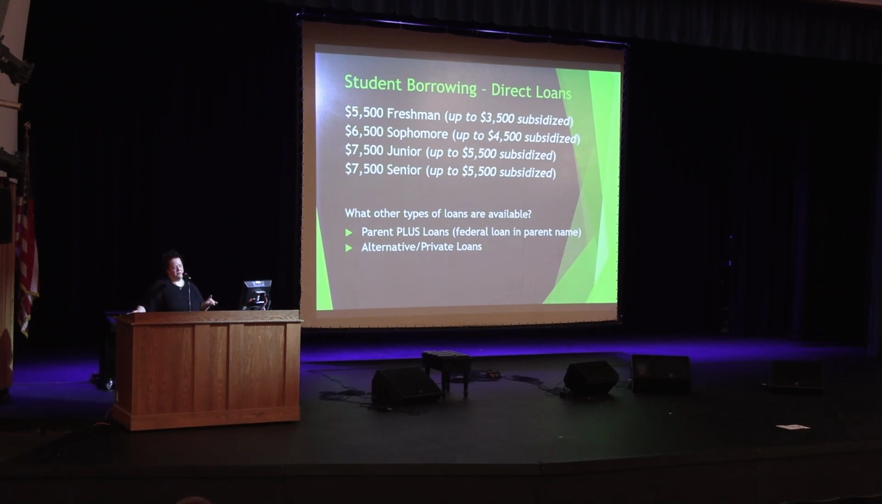Other types of loans besides the federal student loans are Parent Plus loans, which are a federal loan that's in the parent's name. It cannot be transferred to the student. And then private alternative loans. The recommendation we give people between those two is whoever you get the best interest rate from. The federal loans have a fixed interest rate per year. Alternative private loans can go either way. They're through outside banks.